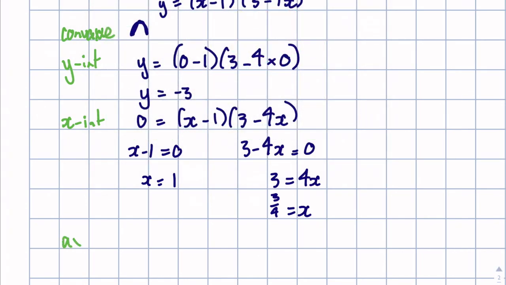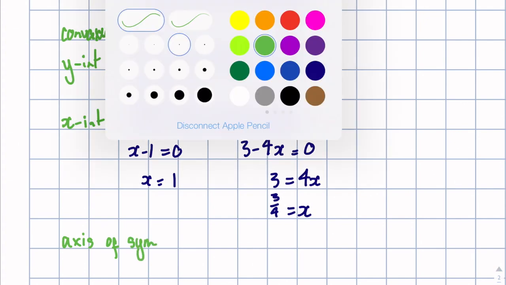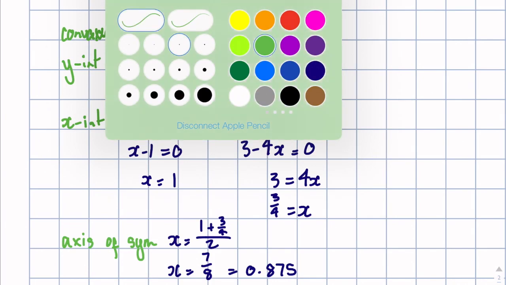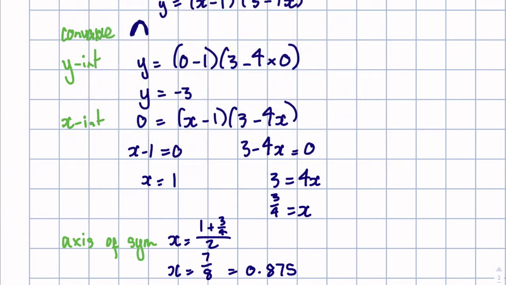Now I need my axis of symmetry, which is halfway between the x values, or it's minus b over 2a. So I've got x equals halfway between 1 plus 3/4 divided by 2, which should give me 7/8, which is 0.875. That's a calculator job. I left mine at school. The y coordinate, oh, this is going to suck because I don't have a calculator.